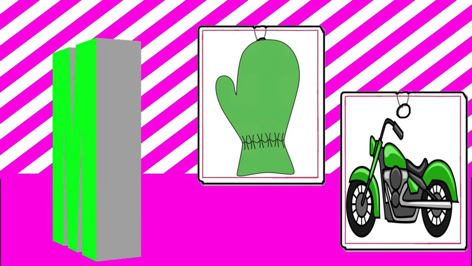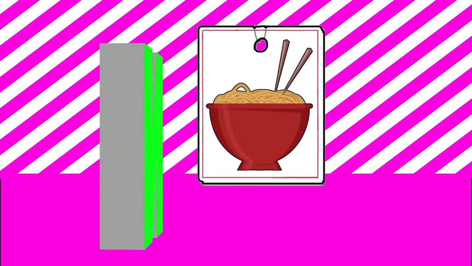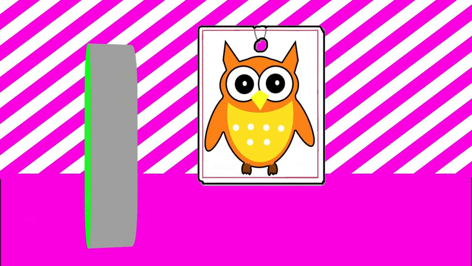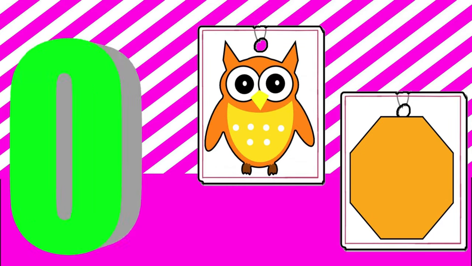M. This is the letter M. M sounds like M. A green mitten, a green motorbike. N. This is the letter N. N sounds like N. Brown noodles, brown nuggets. O. This is the letter O. O sounds like O. An orange owl, an orange octagon.